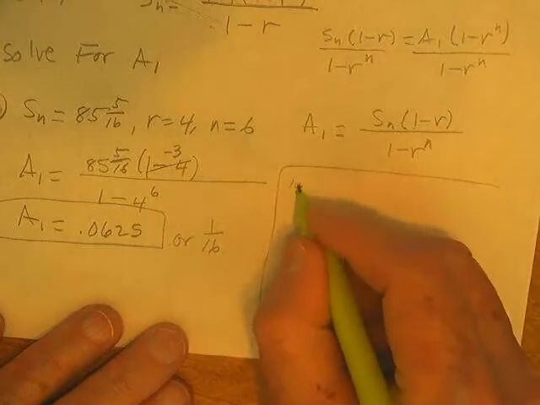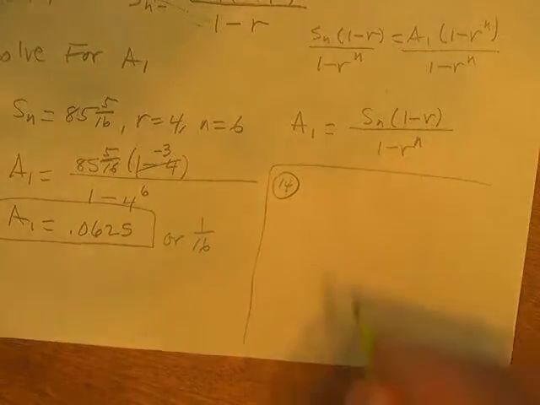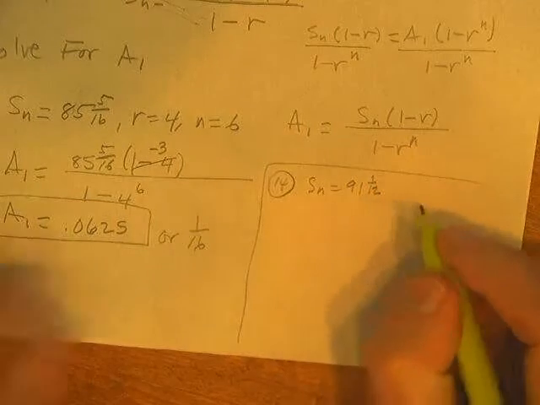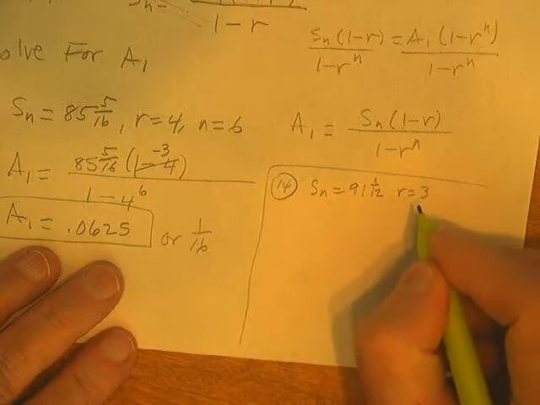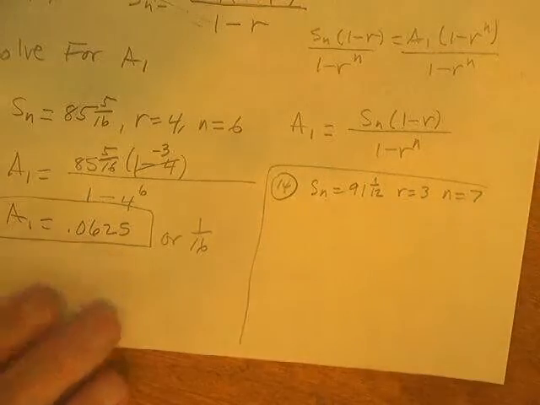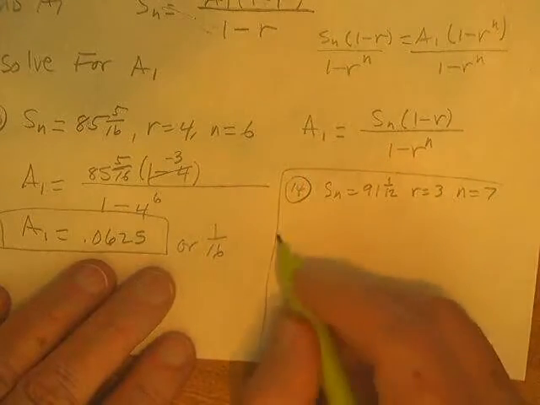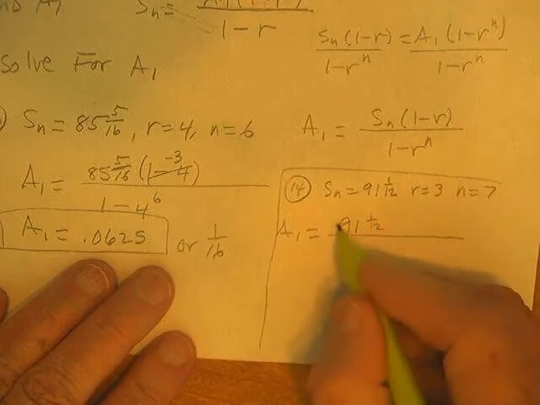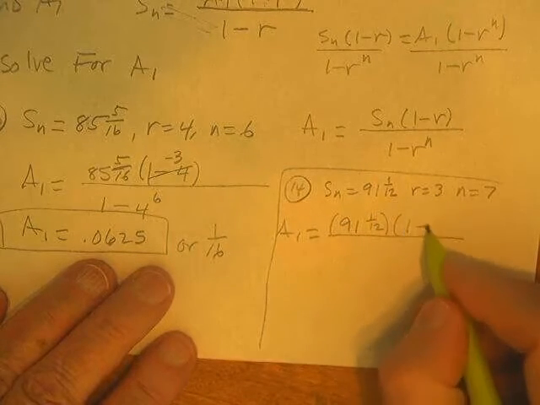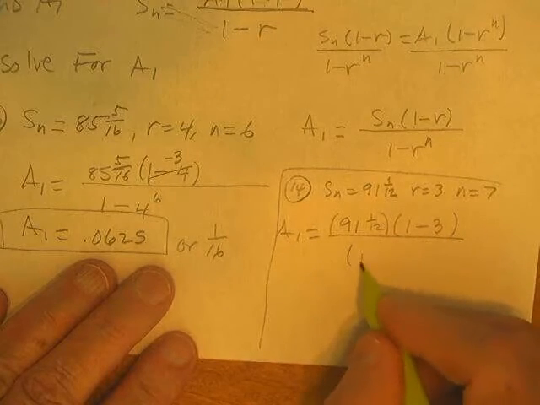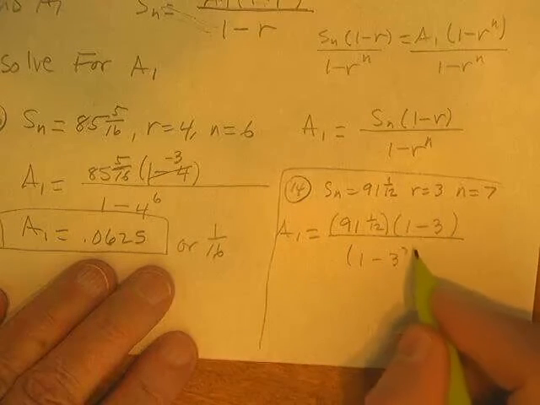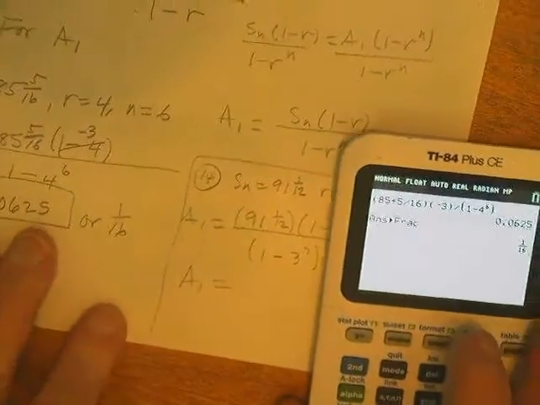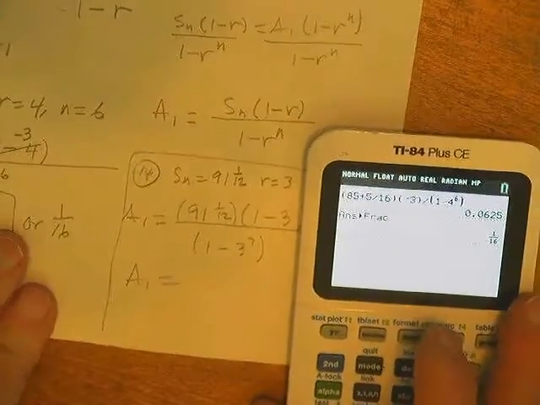Let's see if we can sandwich 14 into this little space right here. Sn is 91 and 1/12. R is 3. N is 7. And I'm going to use this same formula. 91 and 1/12. R is 3, 1 minus 3. Down here, 1 minus 3 to the 7th. Calculate it. Shouldn't be too hard to calculate this.